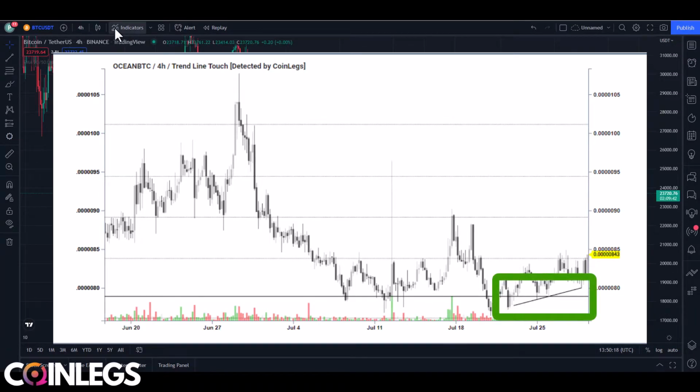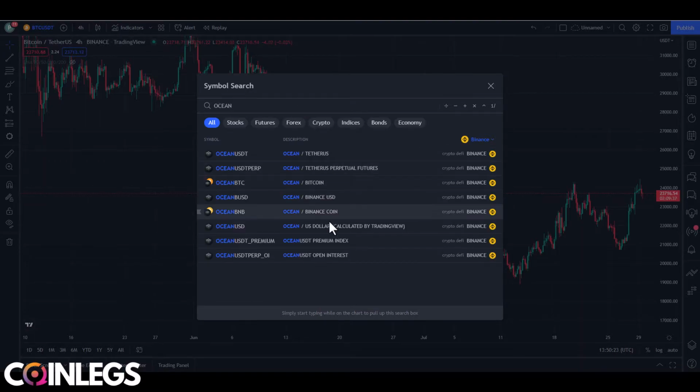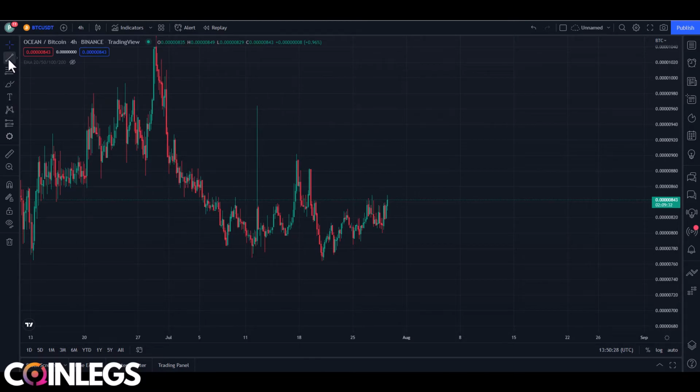And if we check the same coin on TradingView, the CoinLikes system will provide you with these carefully selected trend line touches, enabling you to make successful trades. As you can see, our signal is correct.